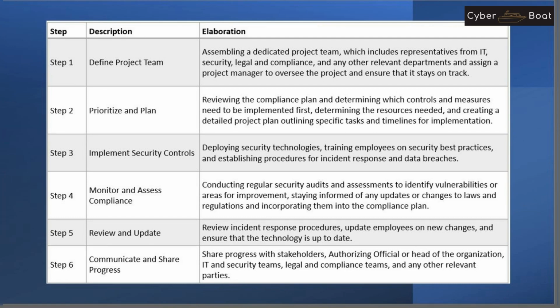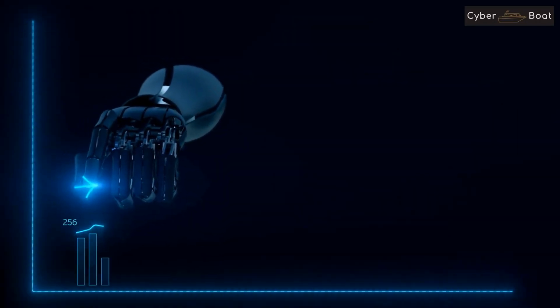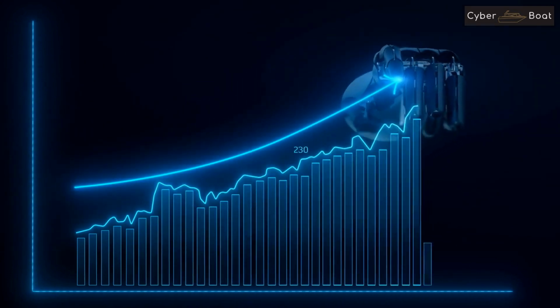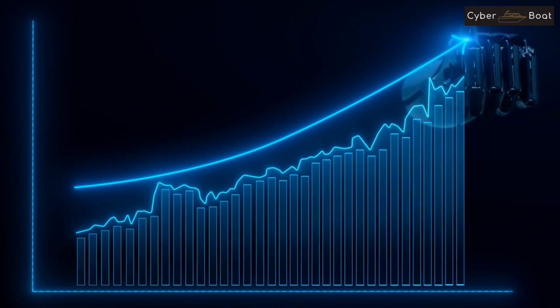It's important to note that these steps are a general guide and the specific tasks and timelines will vary depending on the organization's resources and specific circumstances. Additionally, it's important to communicate the progress and updates to the stakeholders and authorizing official or head of the organization, to keep them informed and take their feedback into consideration.